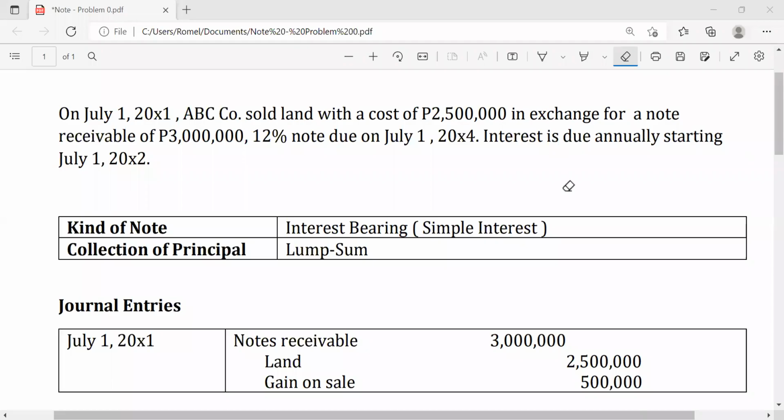Hi guys, we will discuss an interest-bearing note lump sum. So let's have a sample problem. On July 1, 20X1, ABC Corporation sold land with a cost of 2,500,000 pesos in exchange for a note receivable of 3 million pesos, 12% note due on July 1, 20X4. Interest is due annually starting July 1, 20X2.